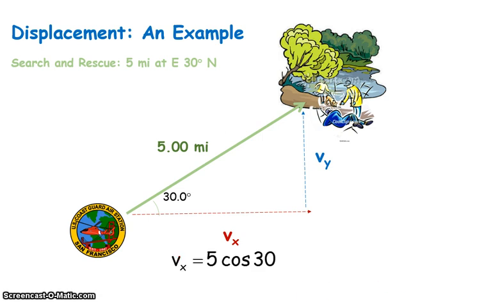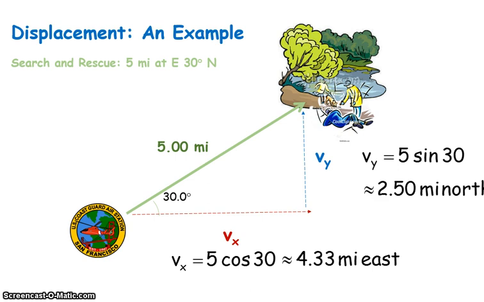Got it? Vx, 5 cosine 30. Vy, 5 sine 30. You're using the formulas you got before. That should give you about 4.33 miles east and about 2.5 miles north. So, drive 4.33 miles east, drive 2.5 miles north. If you want to write it in official bracket form, you can say, I intend to drive 4.33 miles east and 2.5 miles north. X, Y, horizontal, vertical, just like you did in math class. This is the same vector as 5 miles at east 30 degrees north.